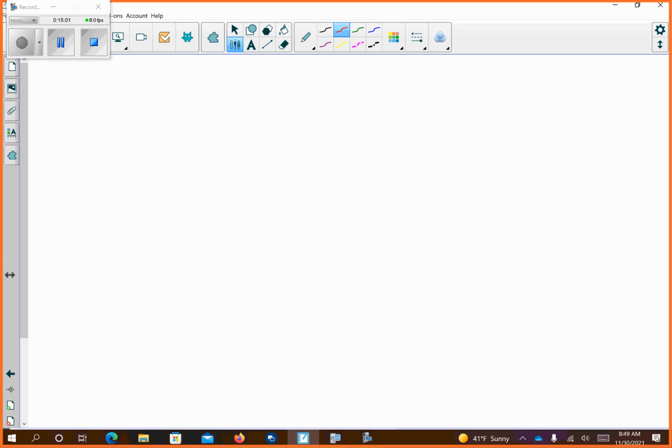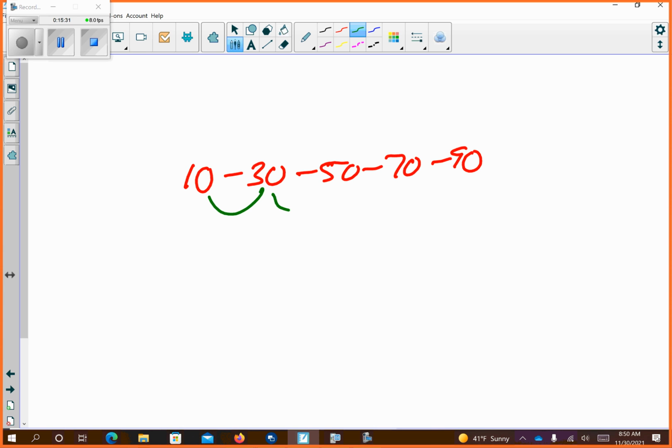5-number summary. A lot of people missed this on the last test. Why would that represent a good 5-number summary for a normal distribution? Yeah, so 20, 20, 20, 20. That's what you're looking for.